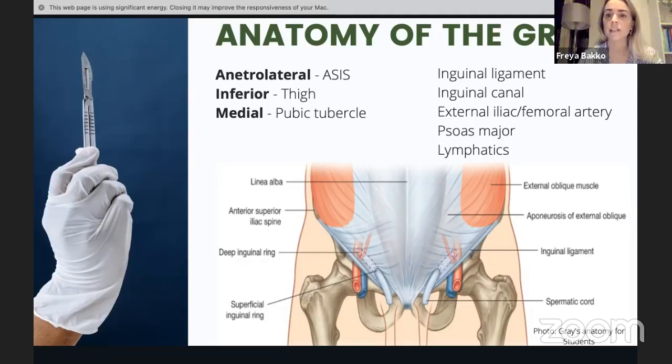The groin contains quite a few important structures that are involved in a lot of the pathologies that you'll see. It involves the inguinal ligament that runs from the ASIS to the pubic tubercle. It involves the inguinal canal, a tube-like shape which runs parallel and inferior to the inguinal ligament. Then you have the external iliac, which becomes the femoral artery, which runs under the ligament. The psoas major is a muscle that runs from the vertebrae and attaches to the lesser trochanter of the femur. That also runs under the inguinal ligament. And then you have a bunch of lymph nodes around that area as well that could result in lymphadenopathy.